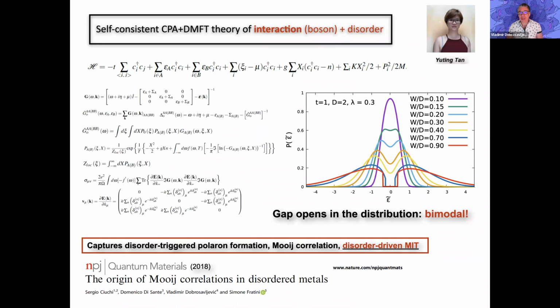So the simplest theory describing this effect, and I'll show you some results at the end, is the theory that we developed with some Italian collaborators several years ago, Simone Frattini, Sergio Ciucchi, and Domenico De Santi. And this is CPA-DMFT theory. In those papers, we even used typical medium theory, but the simplest theory that captures this effect is CPA coupled with DMFT.